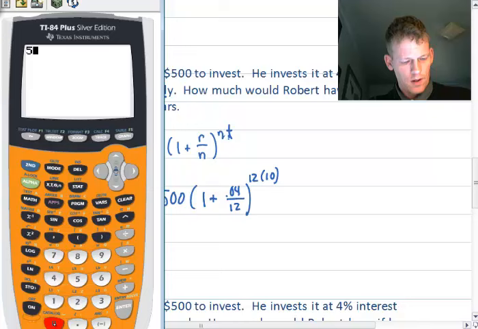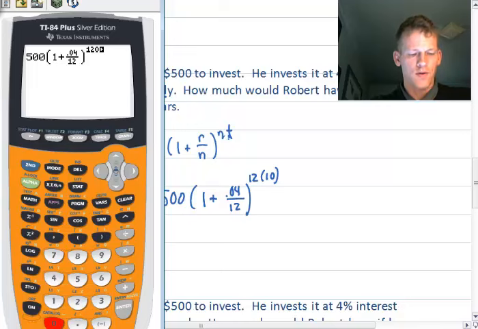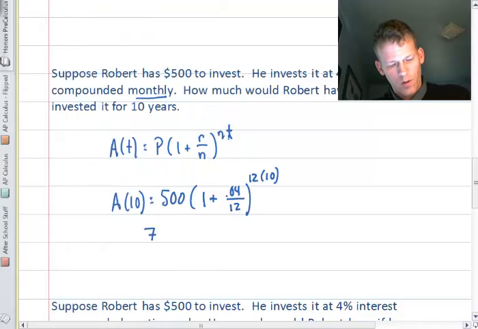So I'll have 500. I'll use parentheses. 1 plus, remember you have the fraction button on your calculator. You want to put in 0.04. Hit the down arrow to put 12 underneath. Make sure you close the parenthesis and we raise it to the 120th power. Now when I hit enter, it's going to show me I have $745.42.